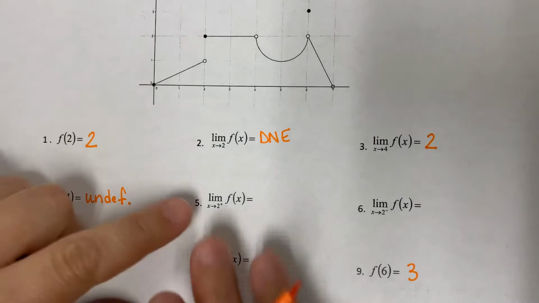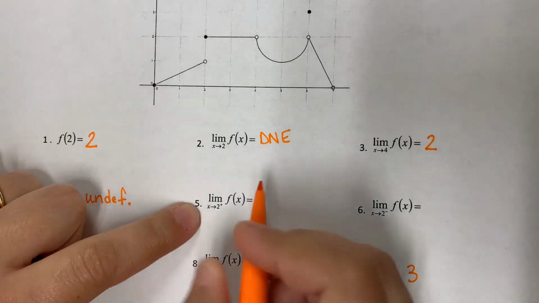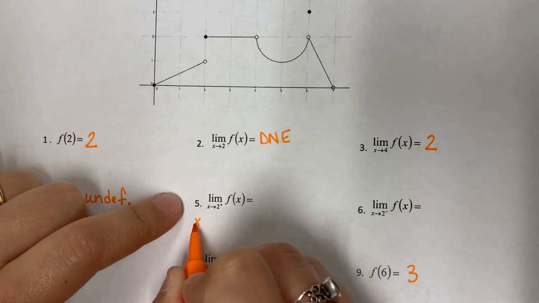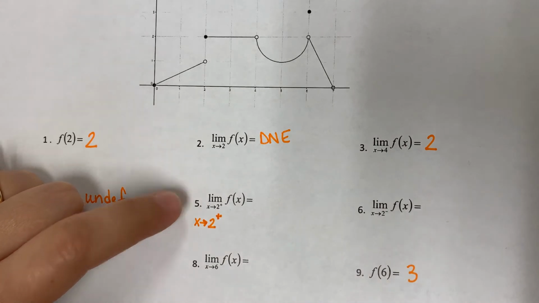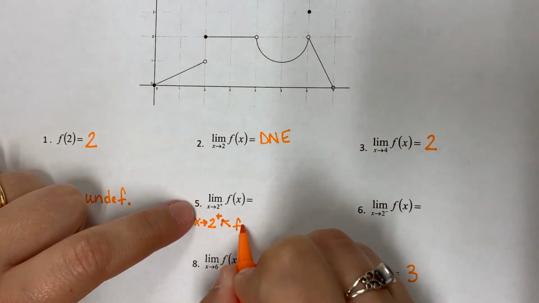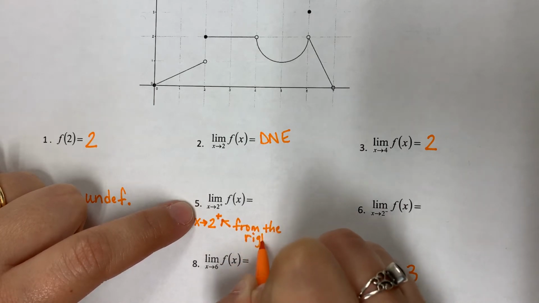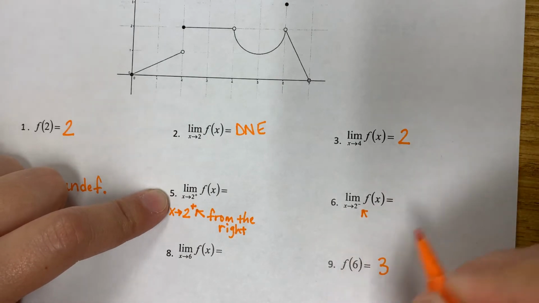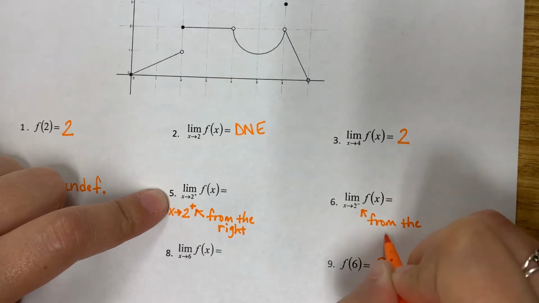Okay, number 5, this is that notation that I introduced. It was kind of new today. So this plus sign right here, if it says the limit as x approaches 2 from the right, that's what that means. That plus sign means from the right. This one has a minus sign, so it means from the left.